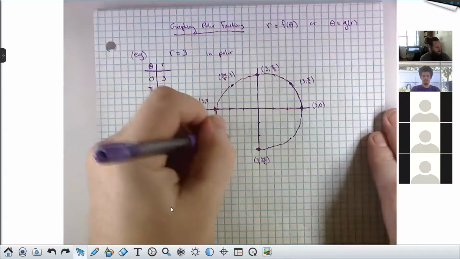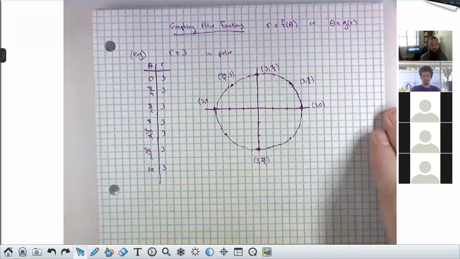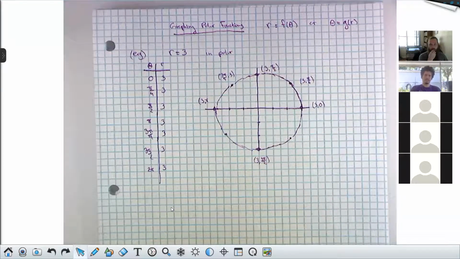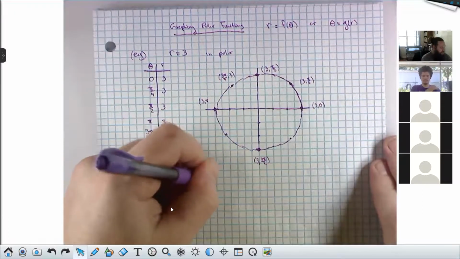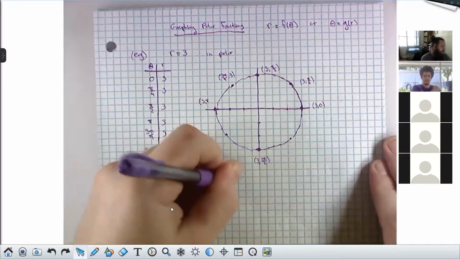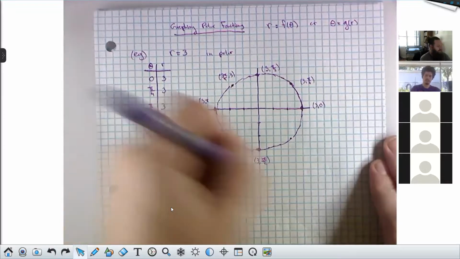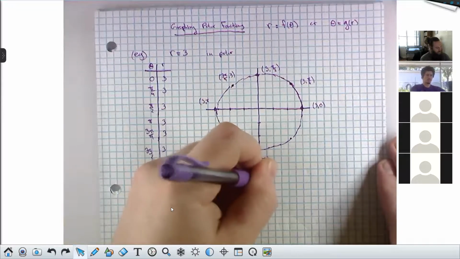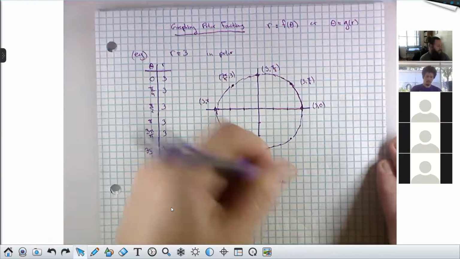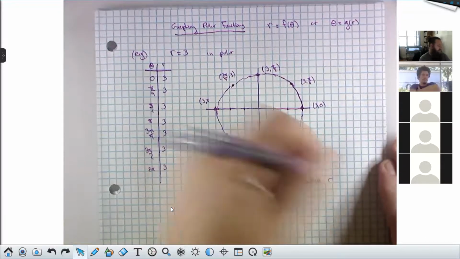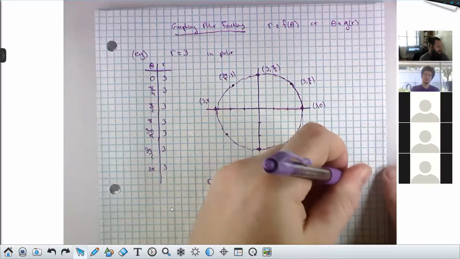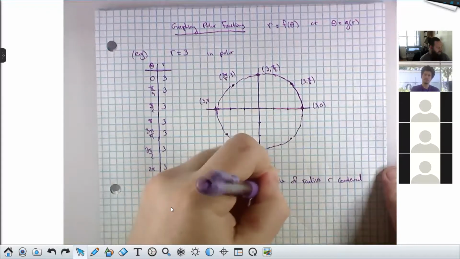Again, modulo my bad art. It's a circle. So curves like r equals a constant will always be a circle of radius r centered at the origin.